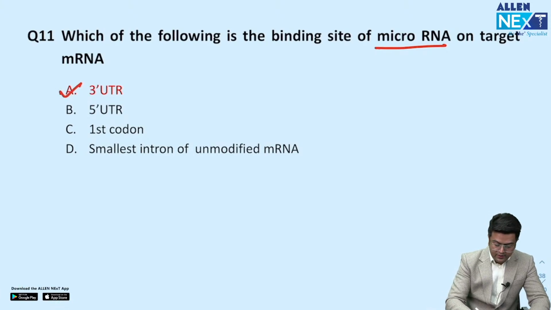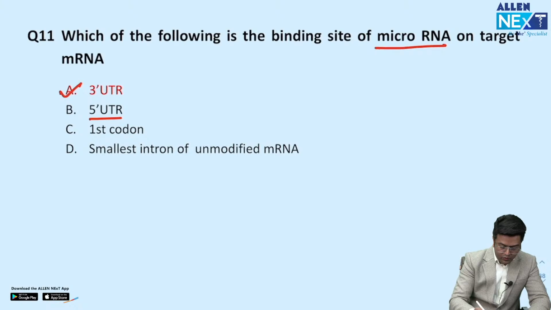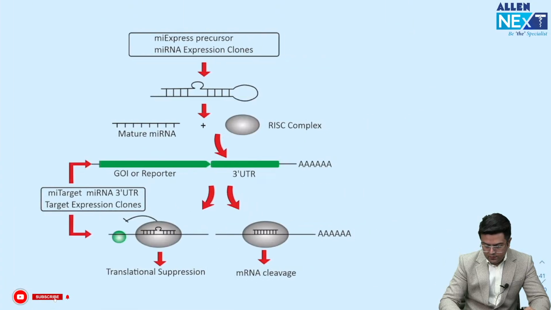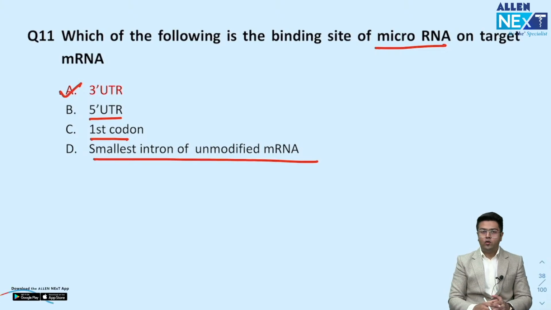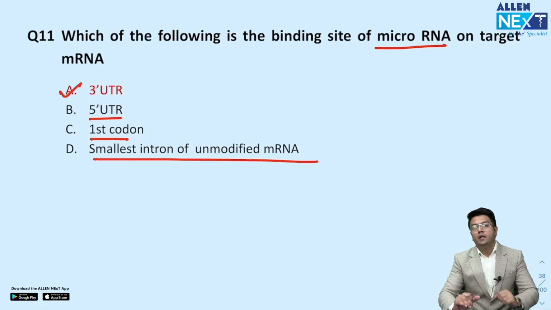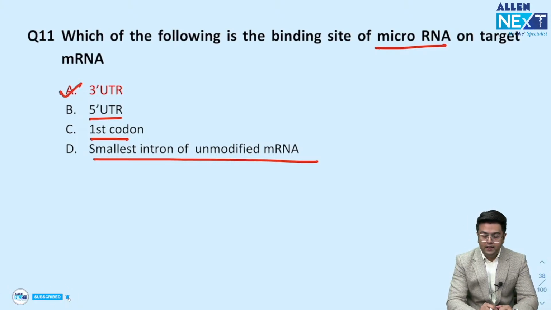Fine. It is the 3' untranslated region. Okay. 3' untranslated region, right? So not the 5' UTR, not the first codon, not the smallest intron, etc. So guys, what is microRNA? Guys, microRNA is something which is produced from the microRNA genes, right? First, and then it is modified in the cytoplasm also, right?